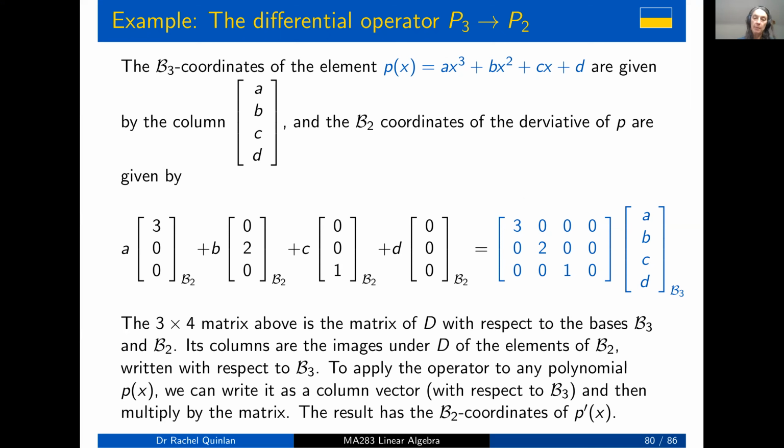Its columns are the images under D of the elements of B3, excuse me, that should be a B3, written as coordinates with respect to B2. And this one should be a B2, apologies for that.